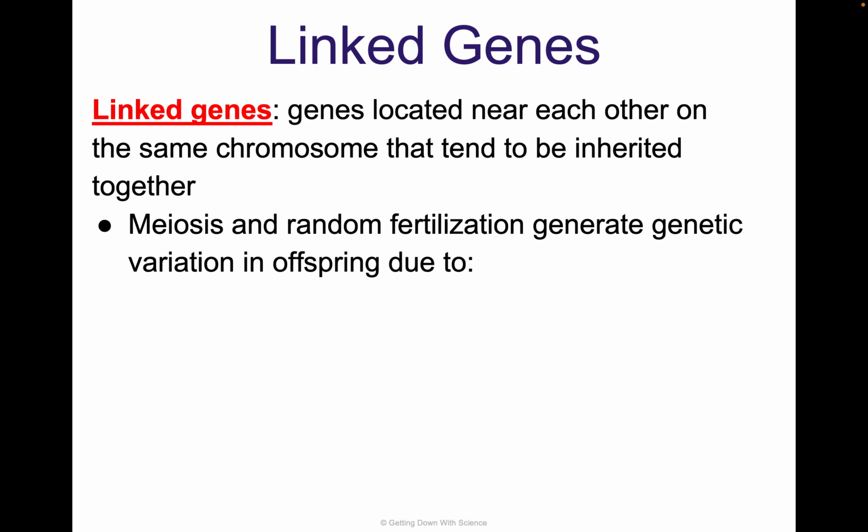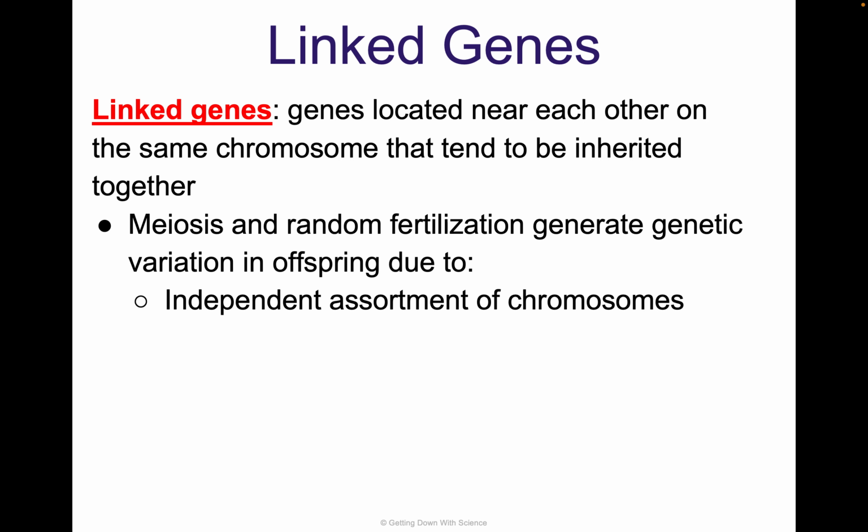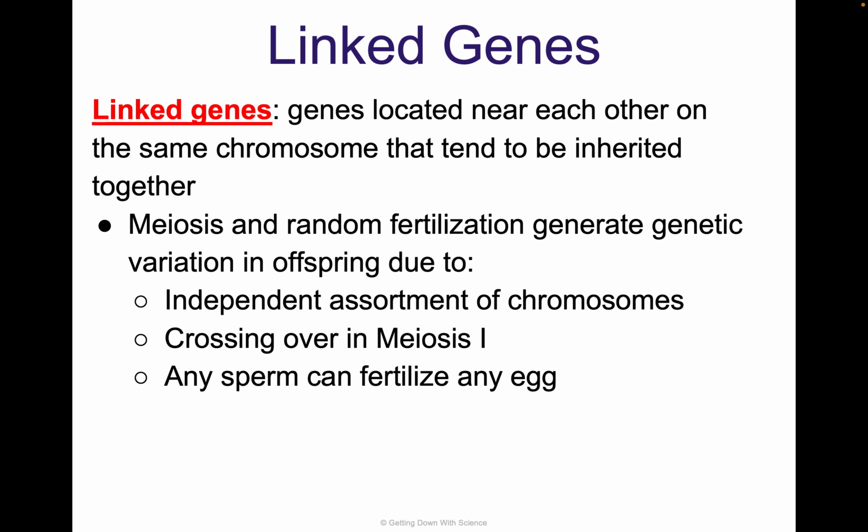Meiosis and random fertilization generate genetic variation in offspring. This is incredibly important to understand. They do it through independent assortment of chromosomes. So chromosomes kind of go their own way. Crossing over in meiosis 1 leads to genetic variation in offspring. We're mixing up that DNA. And random fertilization: any sperm can fertilize any egg within a species.